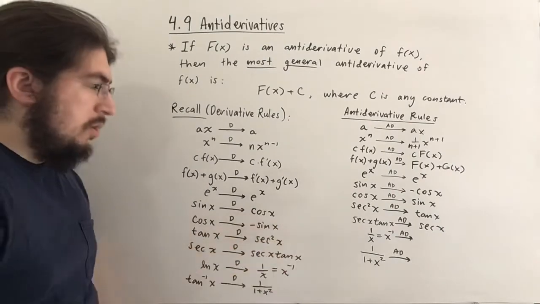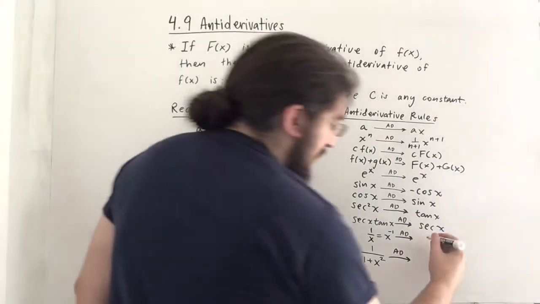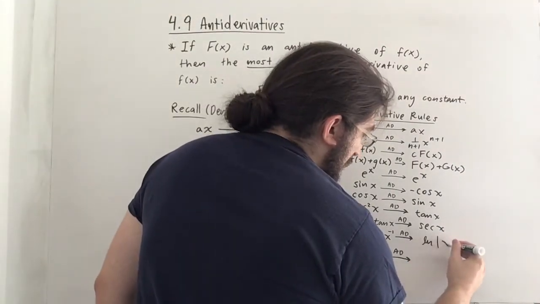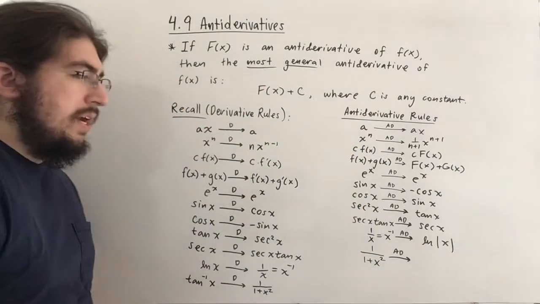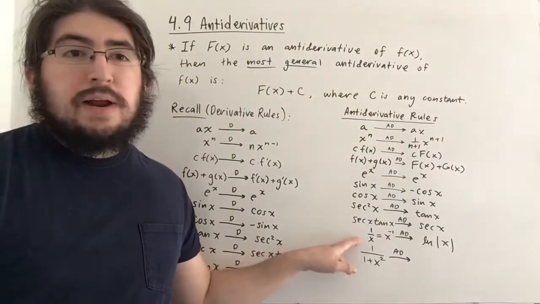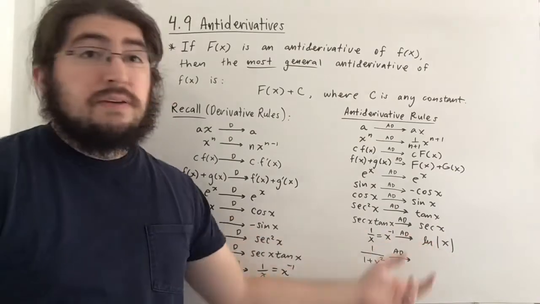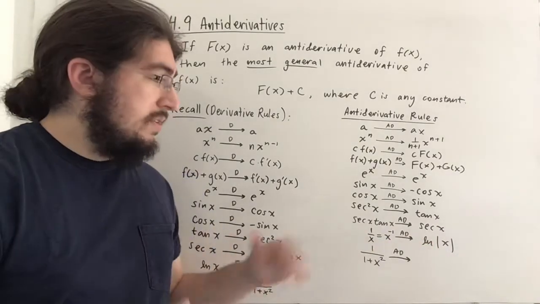Antiderivative of 1 over x, or x to the negative 1, is ln of x. We have to write absolute value, though, and it's a little funny. But notice that here x can't be 0, and you can't have ln of 0. So that's okay. That part is fine.